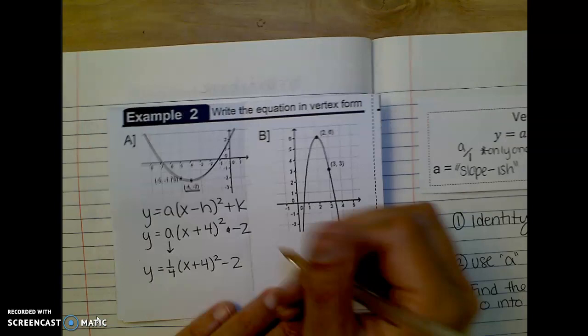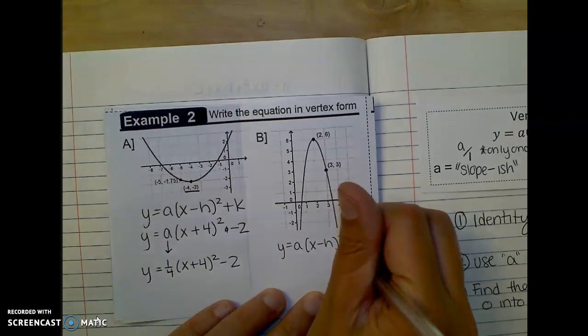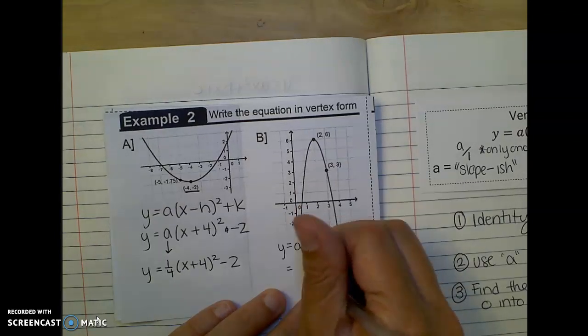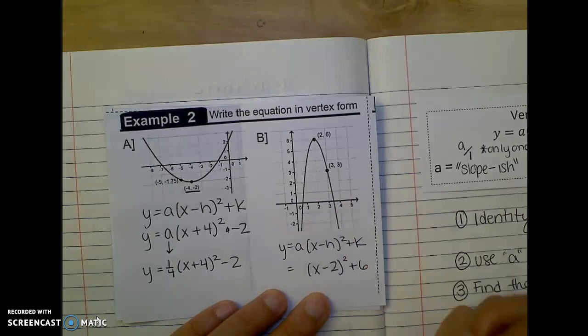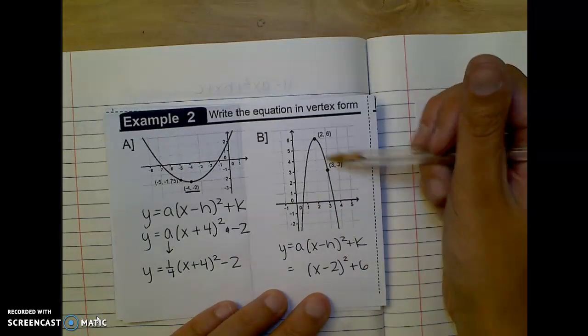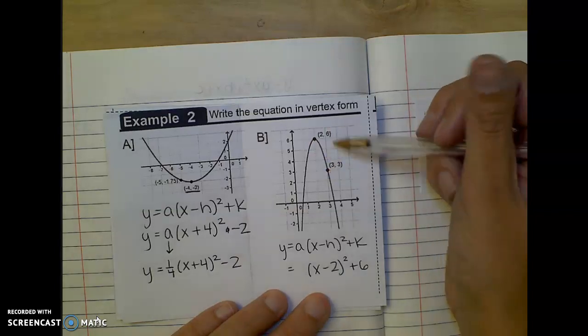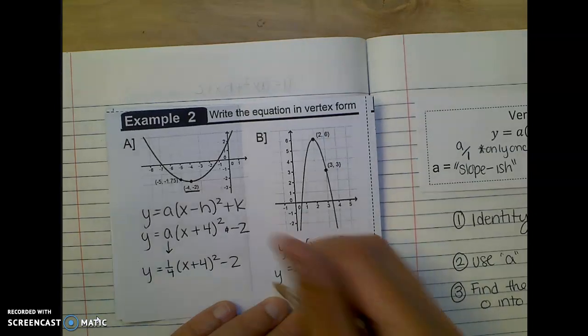Okay, and the one right next to it, if I start off the same way, y equals a, parenthesis x minus h squared plus k. I can see my vertex, it's that high point this time, so x minus 2 squared plus 6. And then this point is 1 away, and it changed by going down 3. So I think my a value, my slope, is negative 3.